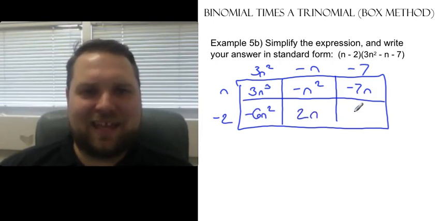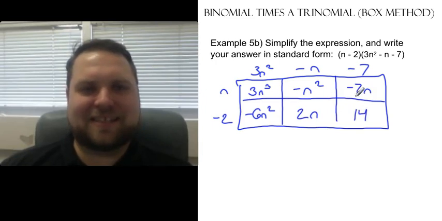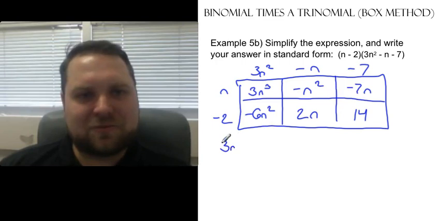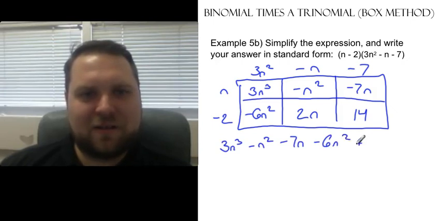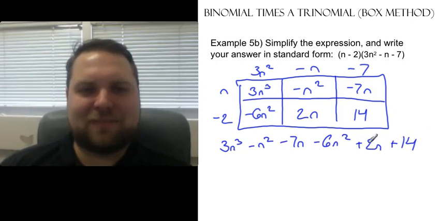2n, and 14. My goodness, that's a lot of stuff going on there. And now what I can do is just write down all of those. Minus n squared, minus 7n, minus 6n squared, plus 2n, plus 14. And now I'm in the same place I was before.